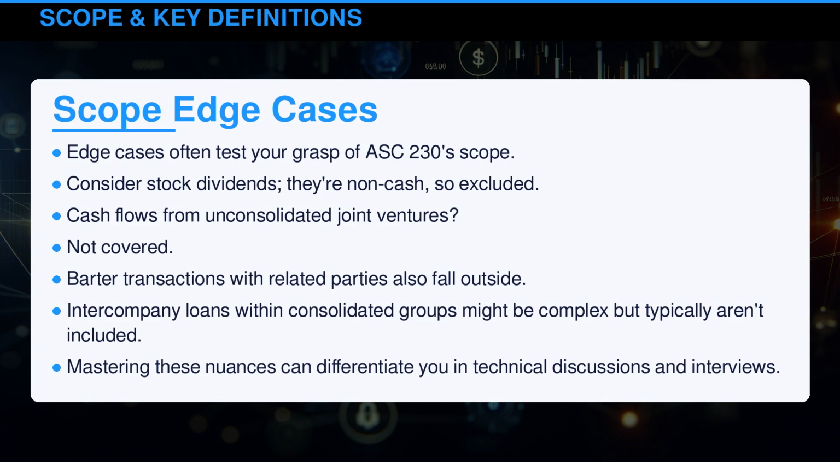Edge cases often test your grasp of ASC 230's scope. Consider stock dividends. They're non-cash, so excluded. Cash flows from unconsolidated joint ventures? Not covered. Barter transactions with related parties also fall outside. Intercompany loans within consolidated groups might be complex, but typically aren't included. Mastering these nuances can differentiate you in technical discussions and interviews.